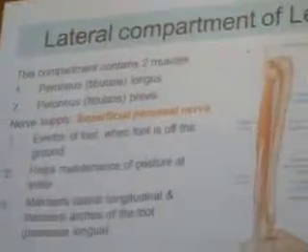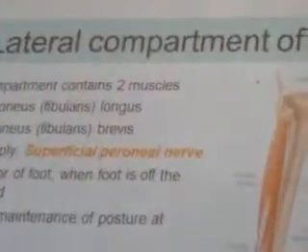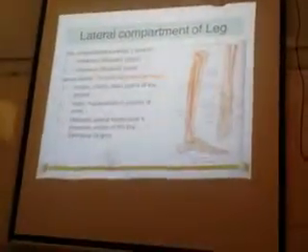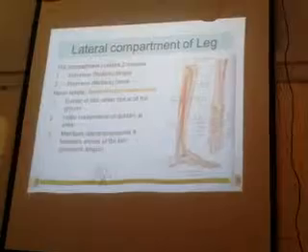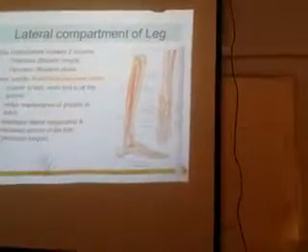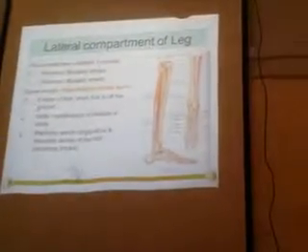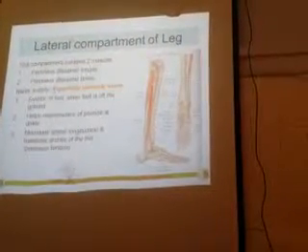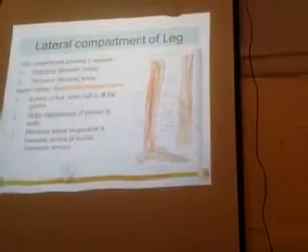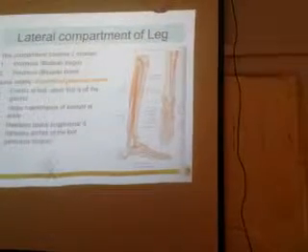Coming to the last compartment, this is called the lateral compartment. It has only two muscles, the peroneus longus and brevis. As you can see in this picture, it is supplied by the superficial peroneal nerve, because the deep will be supplying the anterior compartment, so the superficial will supply the lateral compartment.